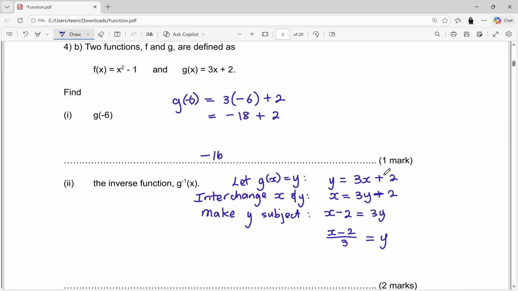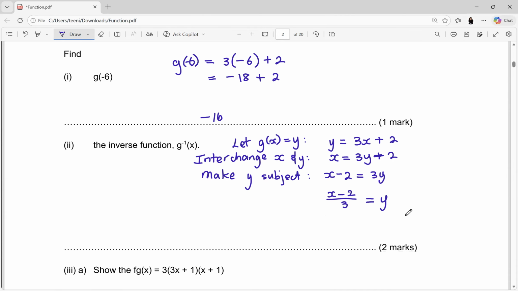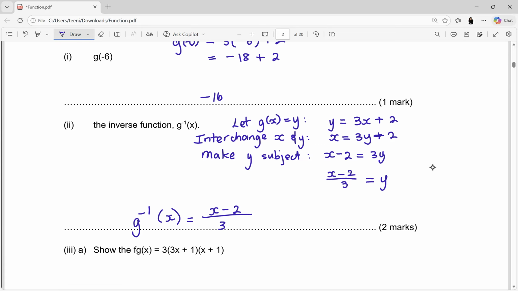On both sides. Yeah, that would be your g inverse of x. Oh, so that's the answer. Yeah, that's the answer. Once you make y the subject, whatever y is equal to is your inverse. I just needed a kickstart. Yes. Thank you, Zach. So g inverse of x is x minus 2 over 3.